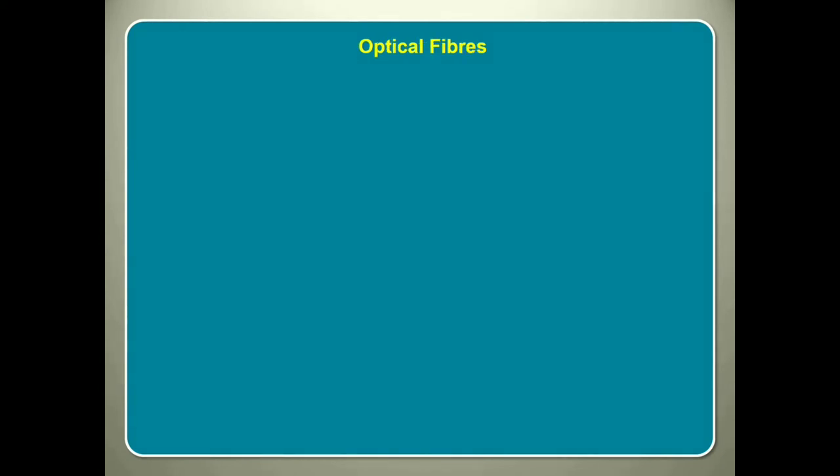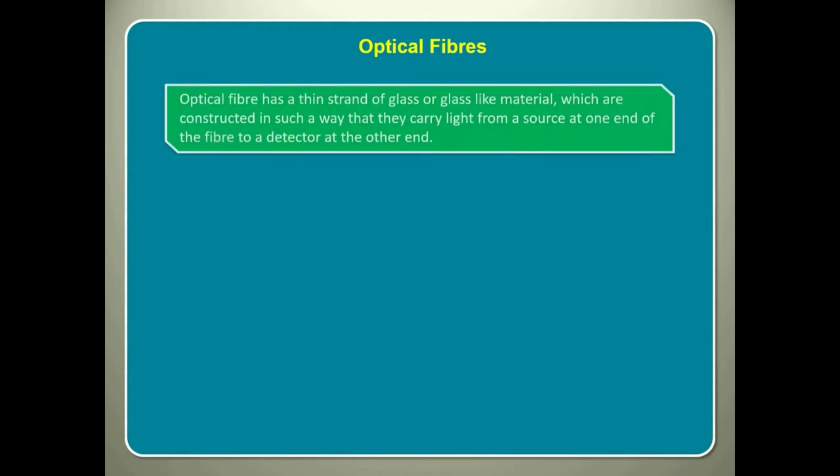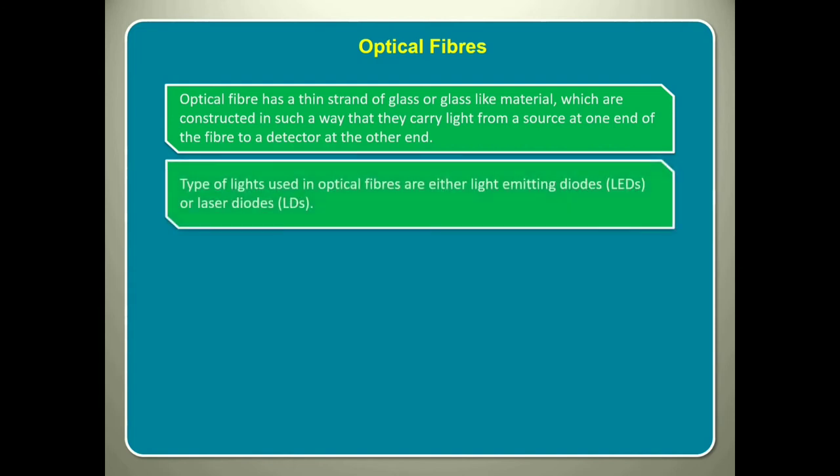Let us now look at optical fibers. Optical fiber has a thin strand of glass or glass-like material, which is constructed in such a way that it carries light from a source at one end of the fiber to a detector at the other end. Types of light used in optical fibers are either light-emitting diodes, LEDs, or laser diodes, LDs.